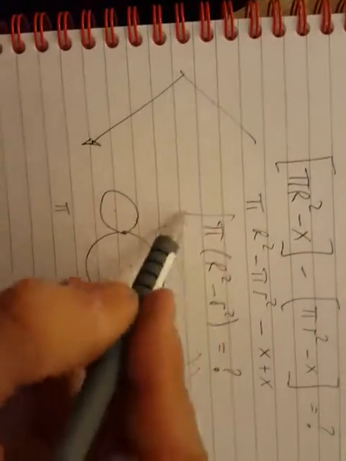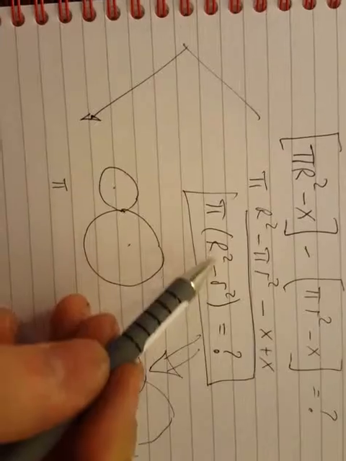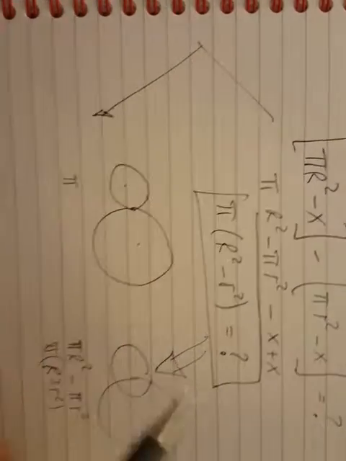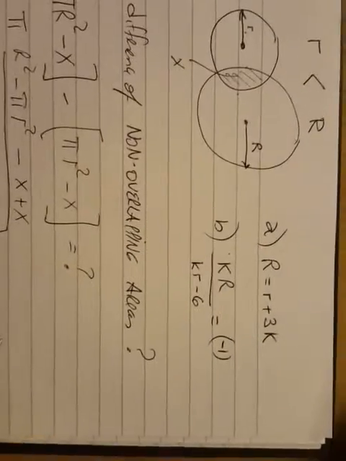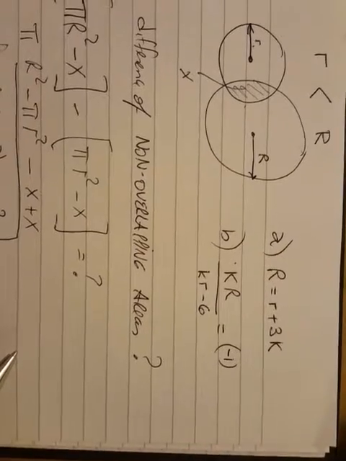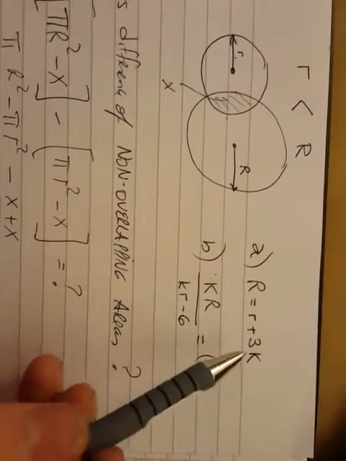Okay, now that we know we need to find this, basically what we need to find is the difference between the squares of the radius. And now we use these two statements. Let's use the first statement. Well, there's not much to use here.